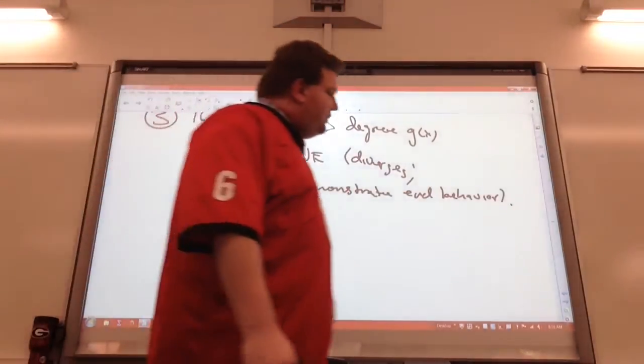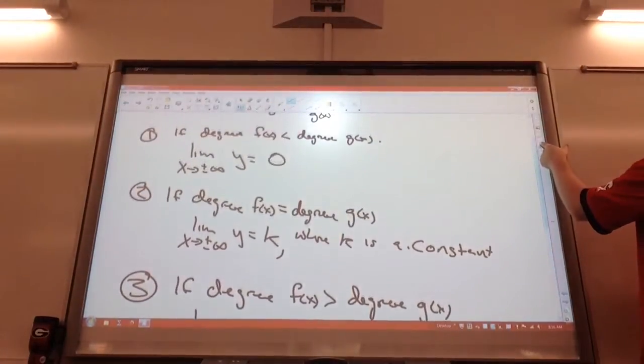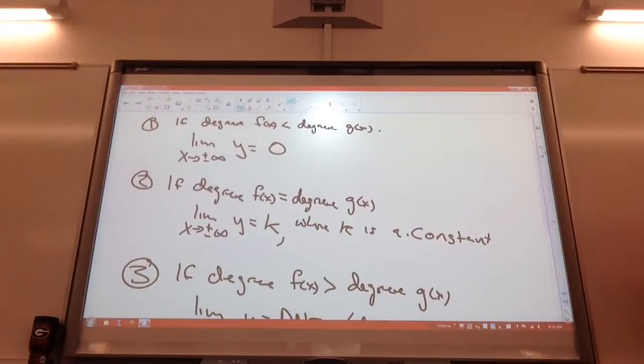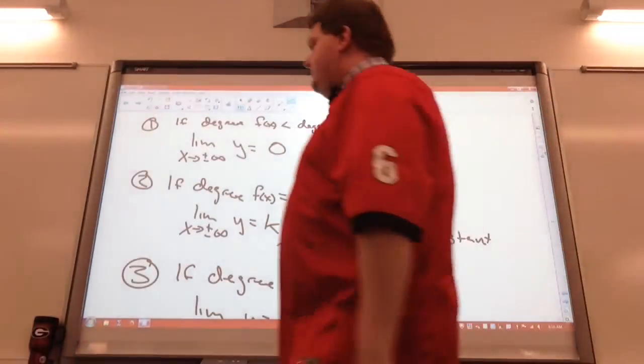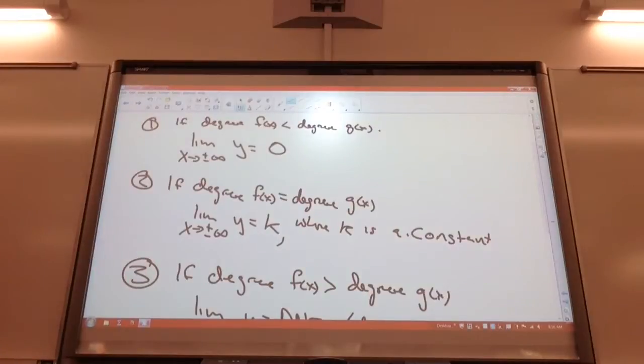Does everyone have all three conditions down? Could you scroll up to the first one? That one. Yep. So it would be 0, a constant, or it doesn't exist.